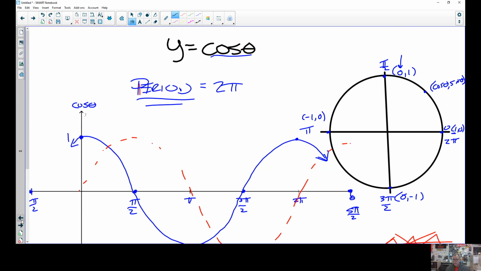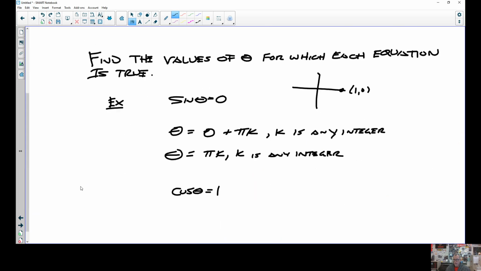So again, I want to know where it starts and how often it happens. I want to make that clear. That's what I'm doing here. Where does it start? At 0. How often does it happen? Every 2 pi, right? So again, this is where we could skip the 0 if we want, and we can just say theta equals 2 pi k, where k is any integer. All right. So again, just a use for the graph or the unit circle again.